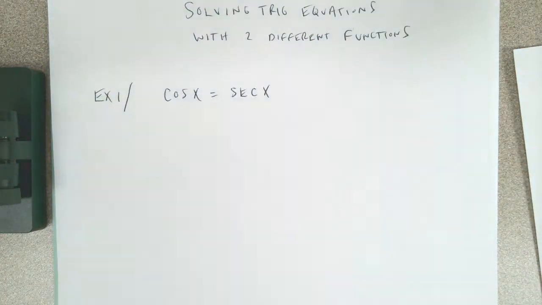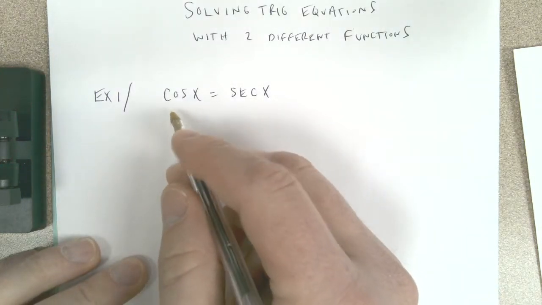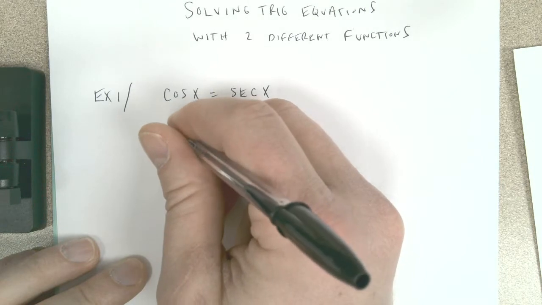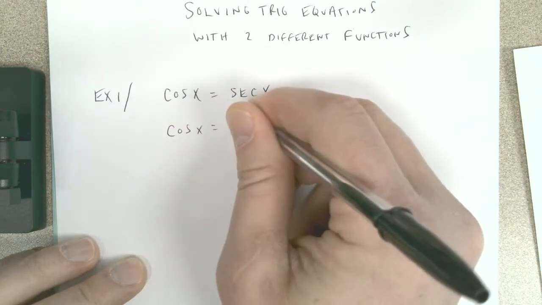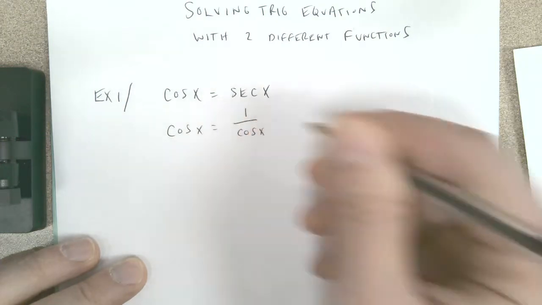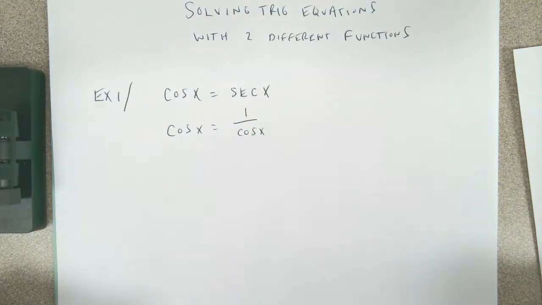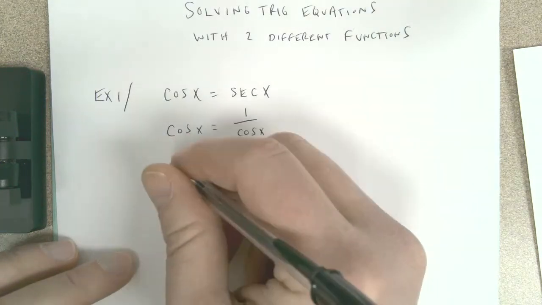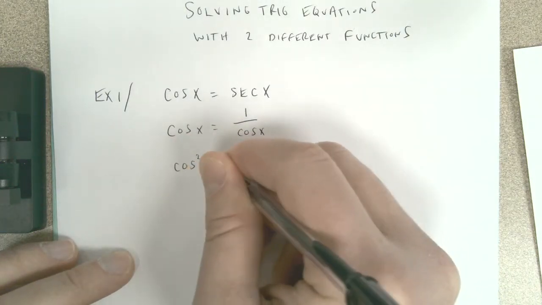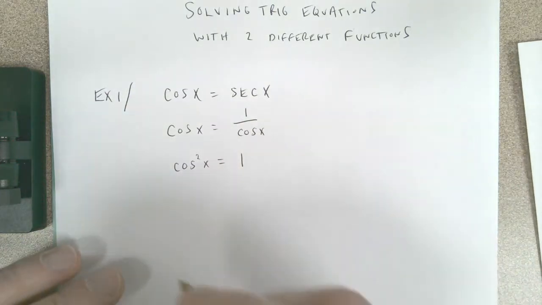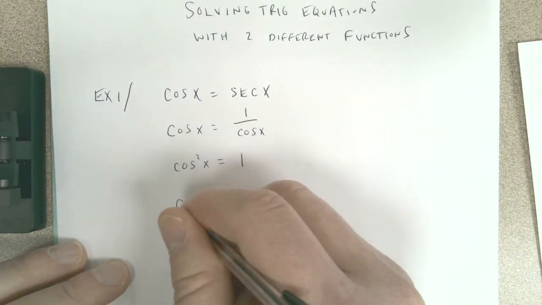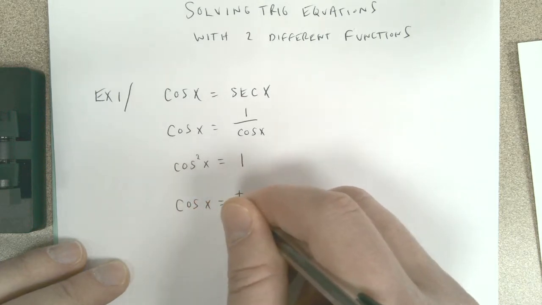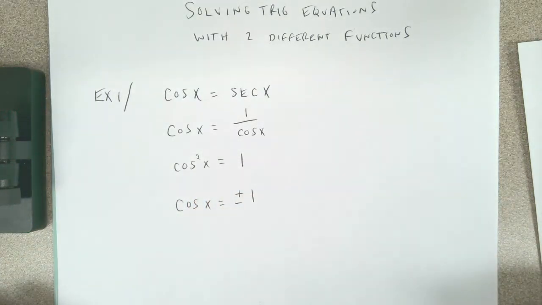So the first thing you want to do is try and get the equation to where there's just one function. You can use your identities to do this. In this case, I would change both of them to cosine. So cosine x is equal to 1 over cosine x. Now, if we go ahead and solve that, I multiply both sides by cosine x, I get cosine squared x equals 1. And if I take the square root of both sides, cosine x is going to equal plus or minus 1.